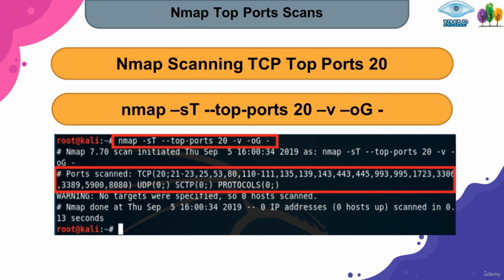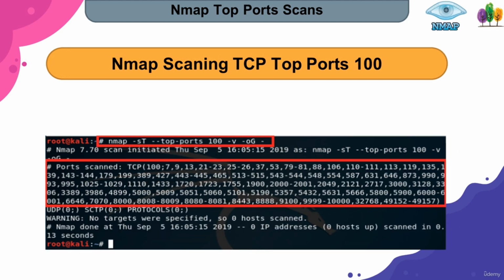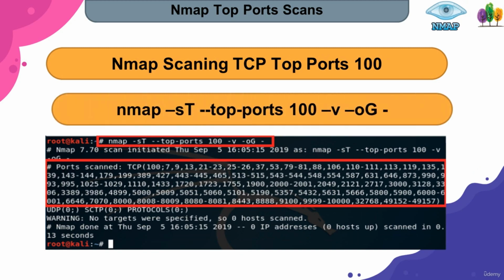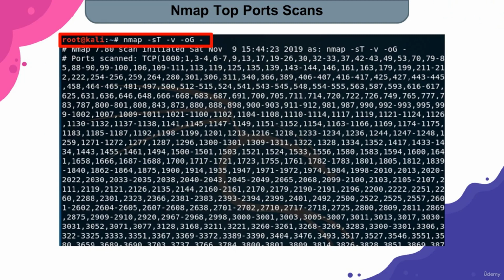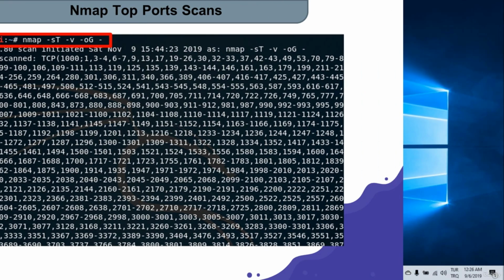-sT is the parameter for a TCP connect scan. Similarly, if you want to see the top 100 ports, we write nmap -sT --top-ports 100 -v -oG -. And if we want to see the top 1,000 ports, we can write nmap -sT -v -oG -.